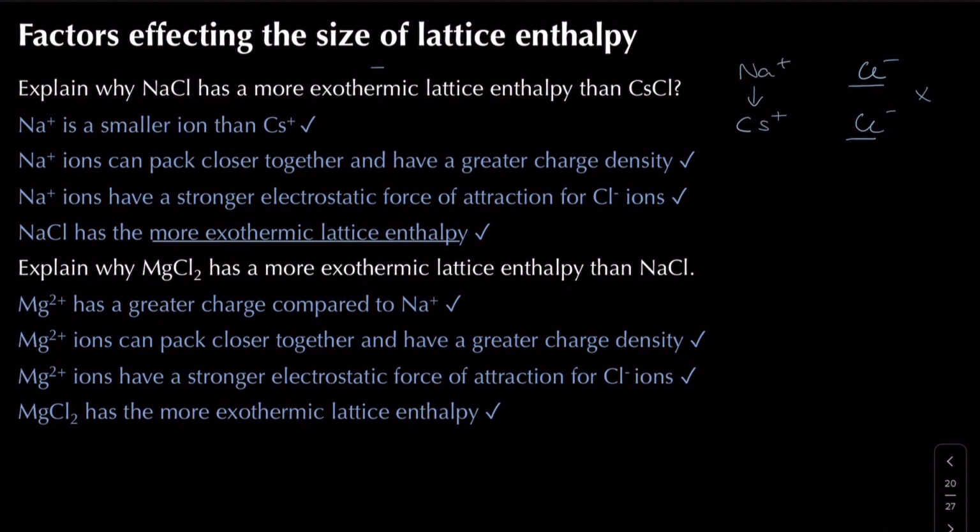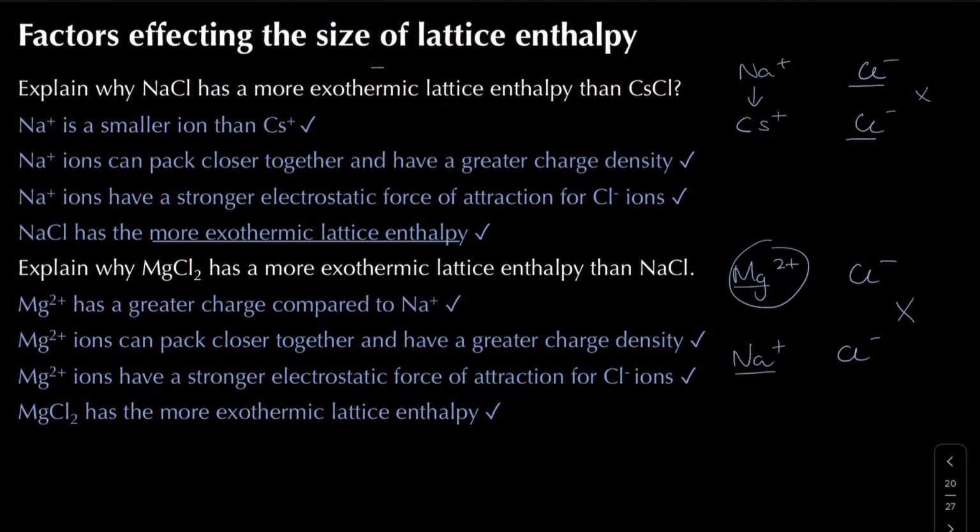Look at the next one. We've got magnesium chloride versus sodium chloride. Why is magnesium chloride going to have a more exothermic lattice enthalpy than sodium chloride? Let's practice the metacognition again. You've got magnesium 2+ and chloride ions versus sodium plus and then chloride ions. Now, chloride, we're not actually interested in that, but instead what we're interested in is the difference between magnesium 2+ ions and sodium 1+ ions. And you can see magnesium 2+ is going to have a greater charge. So in that case, it's going to form stronger ionic bonds.